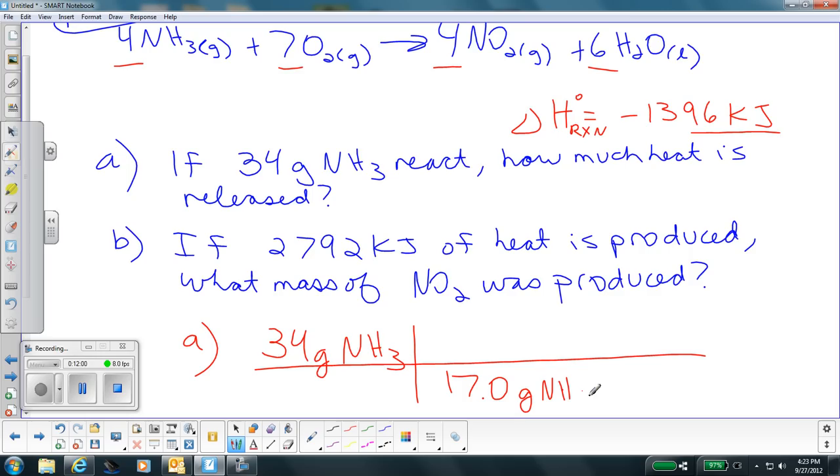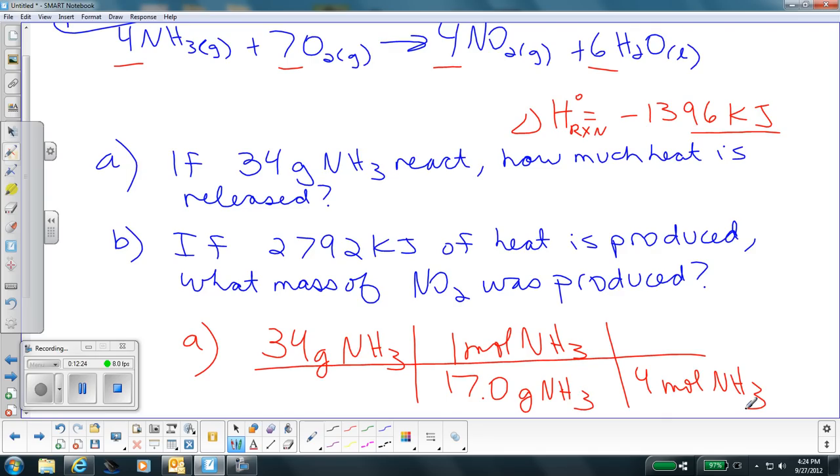Grams, and we have to make sure we write the chemical, not just the units of grams or moles. And now we can use our chemical reaction to go from moles of NH3, 4 moles of NH3, to kilojoules. Now, let's look at the sign real quick. The question was, how much heat is released?